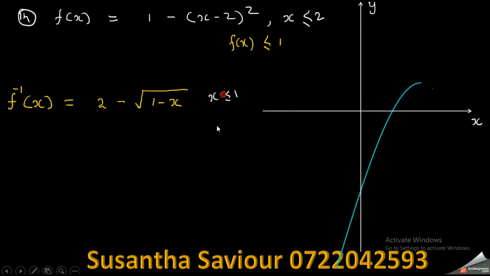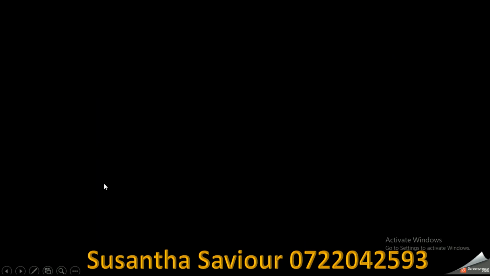Now we will take 2 minus square root of 1 minus x. x is less than or equal to 1, because this is less than or equal to 1. And then the sketch of this will be a reflection along this line, right? And we'll take this. This is the inverse. Okay. Now we will take more.